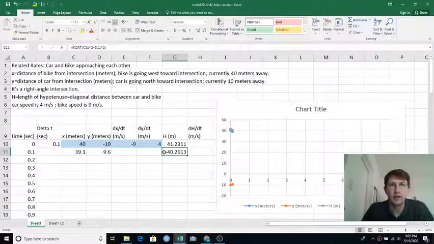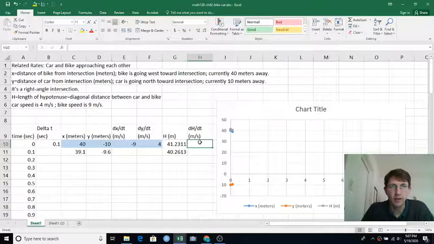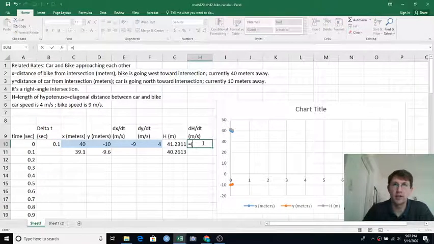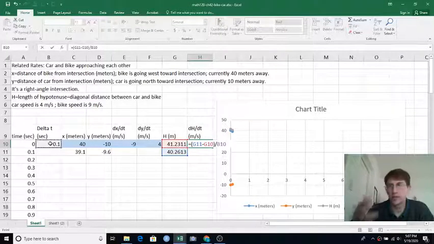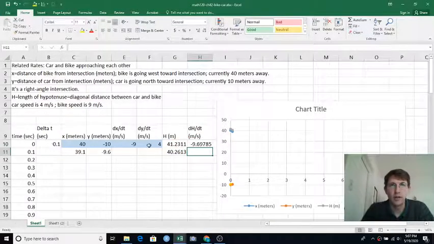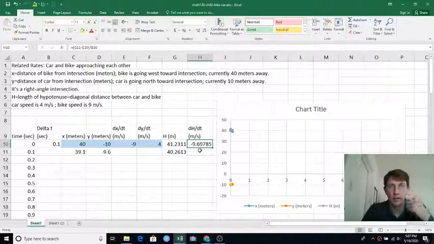hypotenuse length. And then what can I say about how quickly the hypotenuse is changing? Well, I could say it went from 41 point something to 40 point something in 0.1 seconds. So I can just say how much did the hypotenuse change divided by delta t. That's basically a forward difference quotient. So that's what is indicated on the radar of how quickly the hypotenuse is changing.